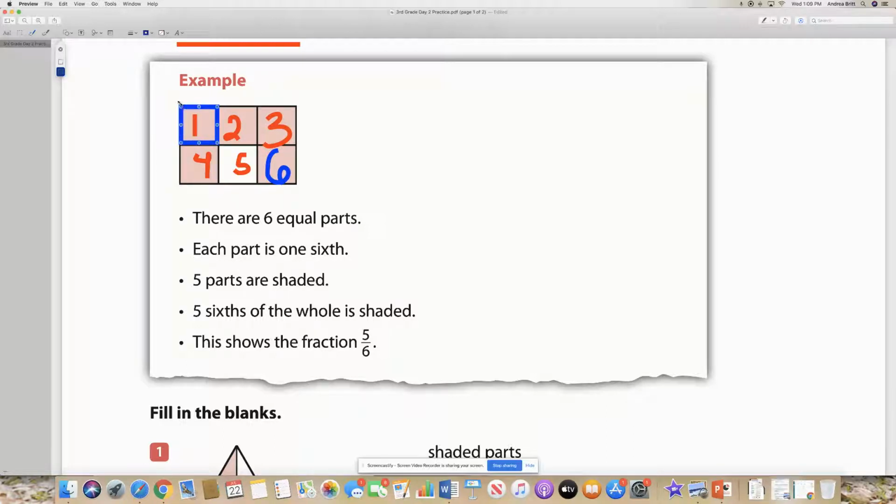Each part is a unit. It is 1/6 in this case. 5 parts are shaded. That's true. 1 is shaded, 4 is shaded, 2 is shaded, 3 is shaded, and 6 is shaded. So that means 5 of the 6 of the whole is shaded. This shows the fraction 5/6.